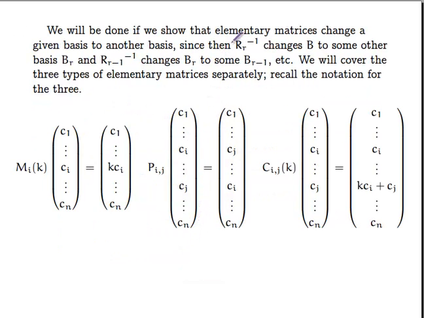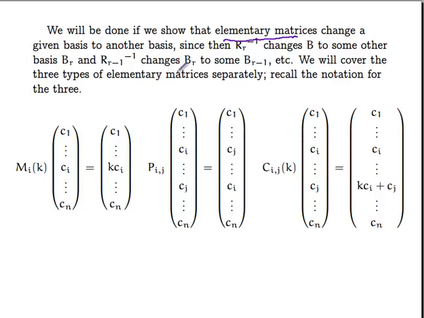If we can show that each one of these elementary matrices represents a change of basis, then we're just successively changing bases R times. And the net total will be a net total change of basis from the original basis to some other basis. So we successively change bases by each elementary row operation. So let's see how that works.